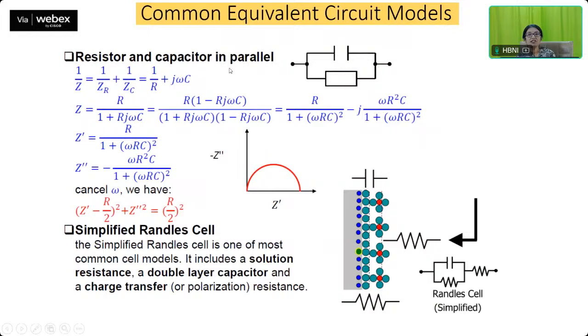So if you have a resistor and capacitor in parallel, which you mostly find in most of the circuits, in that particular case, this is how your Z prime versus Z double prime is going to look. You will find this particular kind of a plot over here.